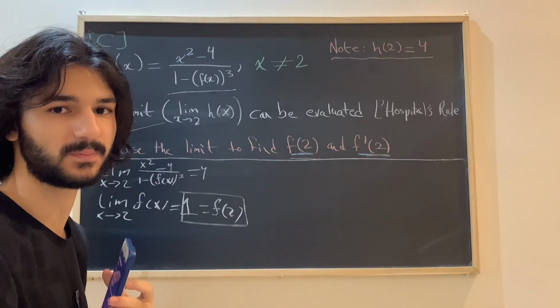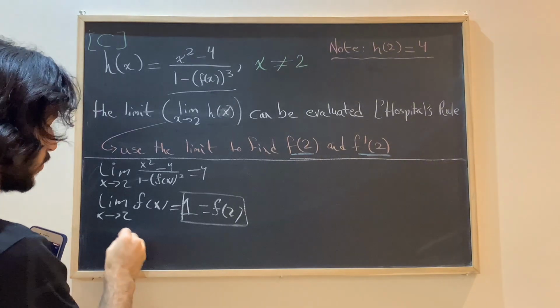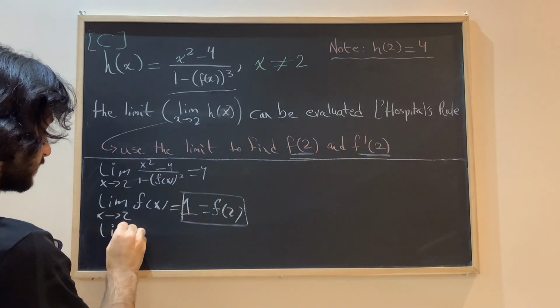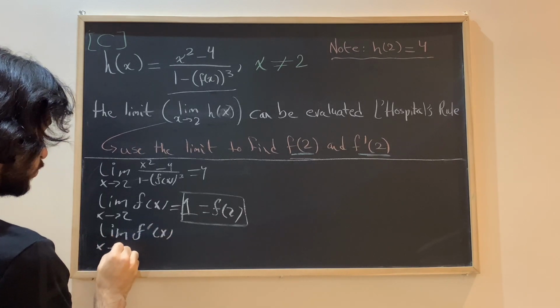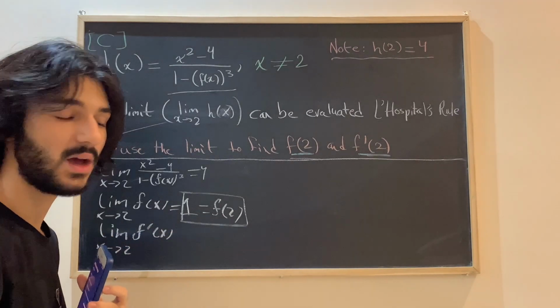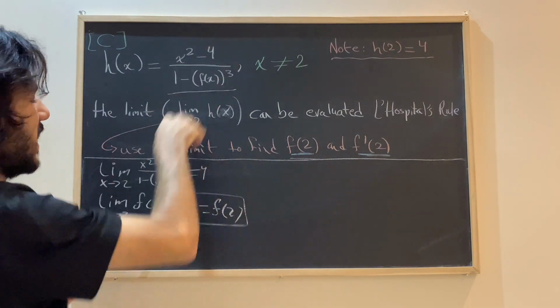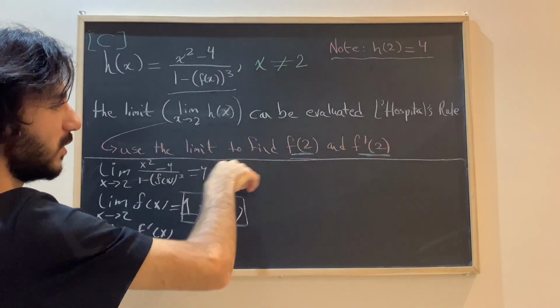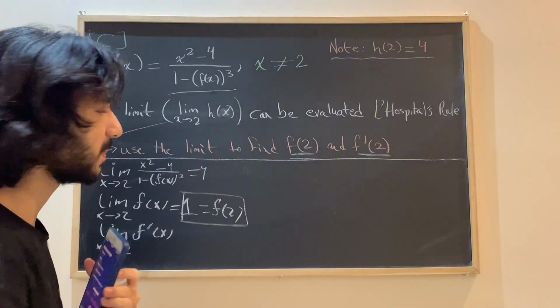Okay, so what about f prime of 2? What are we going to do here? Well, f(x) is differentiable, so that means the limit of f prime of x as x approaches 2 exists. So now we can just use L'Hopital's rule on this, as it says here, and we can just solve for f prime.